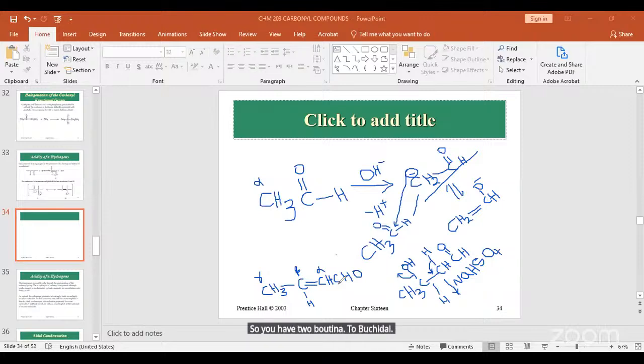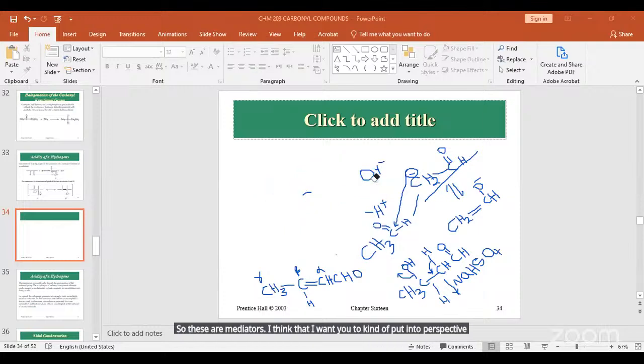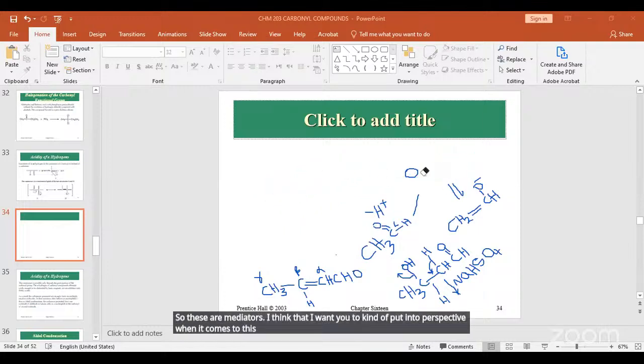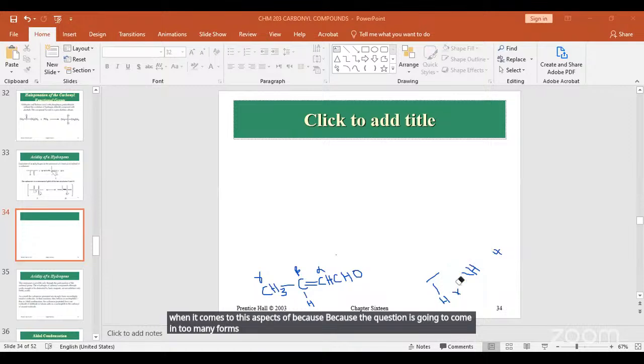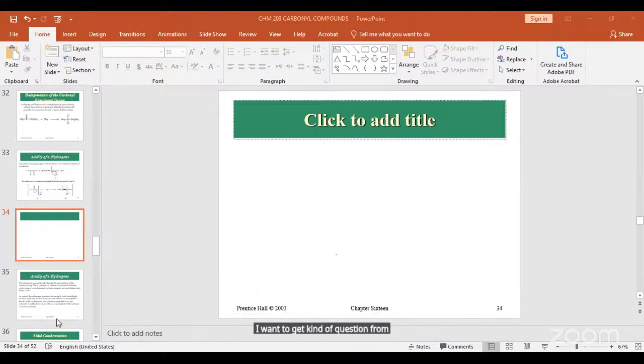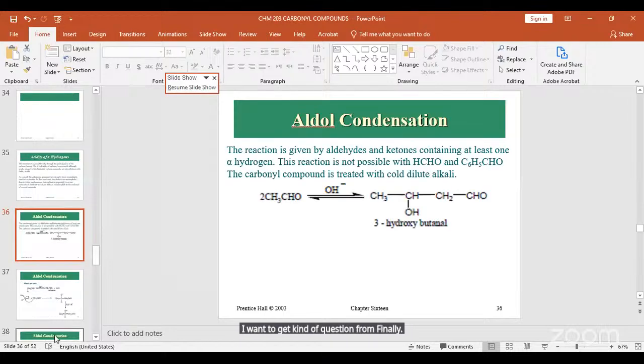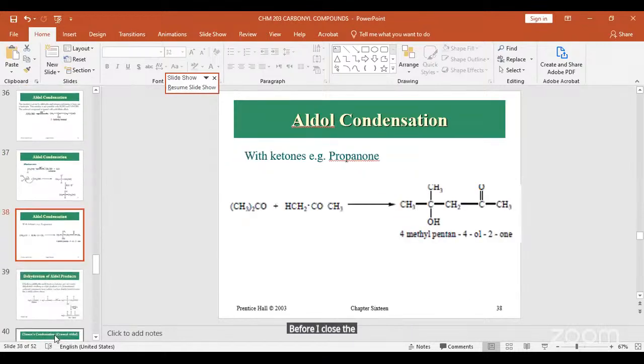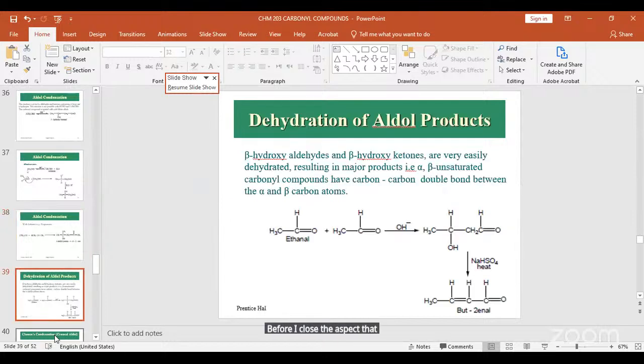So these and many others are the things that I want you to put into perspective when it comes to this aspect of the course, because the question is going to come in so many forms, and you come back and say that it was never mentioned in class. I wonder where they get this kind of question from. And finally, before I close the aspect, you can still see many of them there that we have used.